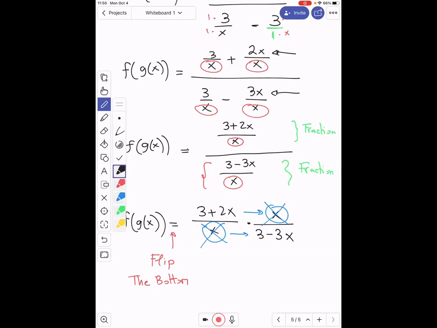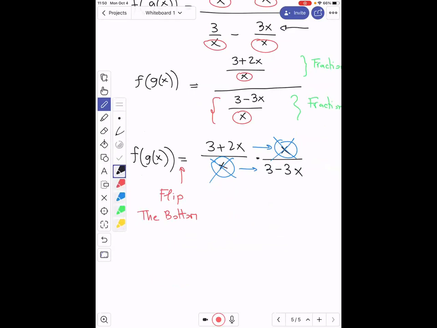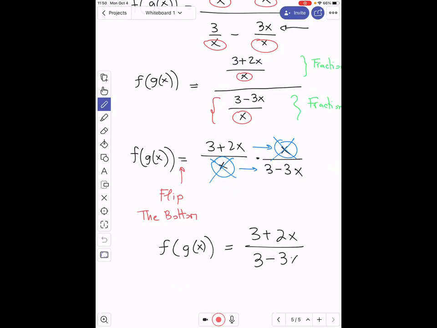And so the answer, f of g of x: in the top, it's just 3 plus 2x, and in the denominator, it's just 3 minus 3x. Okay, so that's f of g of x.